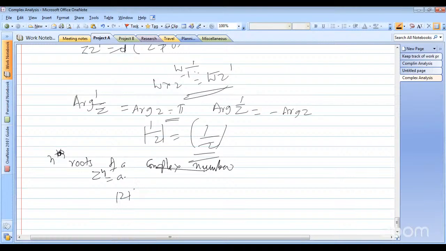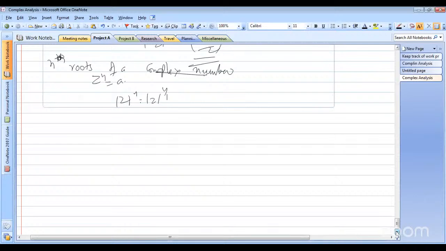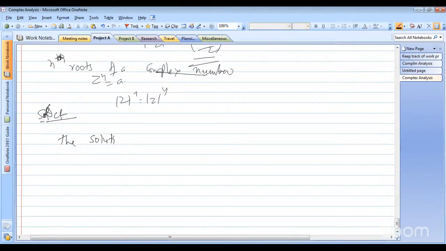Therefore the modulus of z to the power n is equal to the modulus of z to the power n, theta is the argument, and n theta is an argument of z to the power n. One definition we have to take here. Definition: the solutions of z to the power n equal to a, with a not equal to zero, are called the nth roots of a.